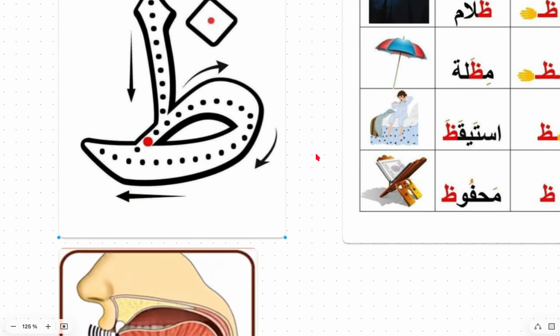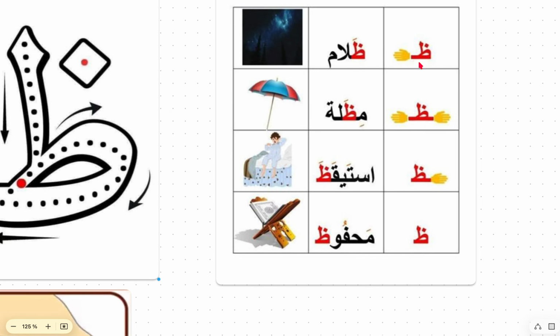The form of the letter Dha at the beginning of the word, in the middle of a word, and at the end, connected or not connected. Like dhalam, Dha is connected with lam. Midalla, Dha is connected with mim and lam. Istayqadha, woke up, connected with qaf. Mahfuz, not connected at the end of a word.